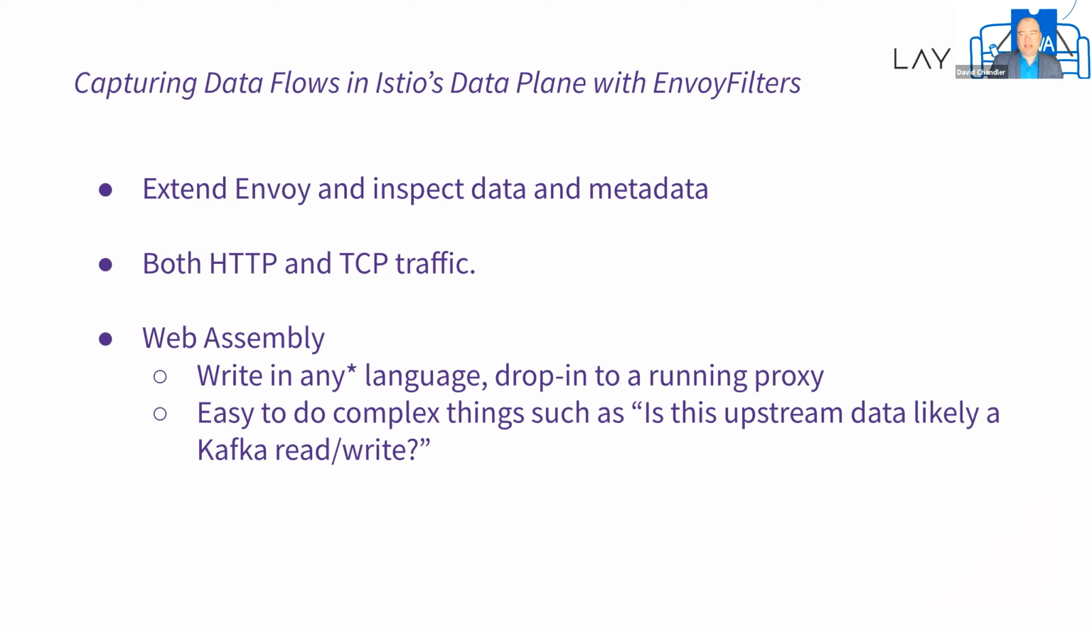saying we need to capture the data. So the natural Istio extension point is an Envoy filter for us because we do care about things like the HTTP request body. We care about TCP as well. So if you're talking to Kafka, Layer 9 wants to see, what did you write to Kafka? What did you just read from Kafka?